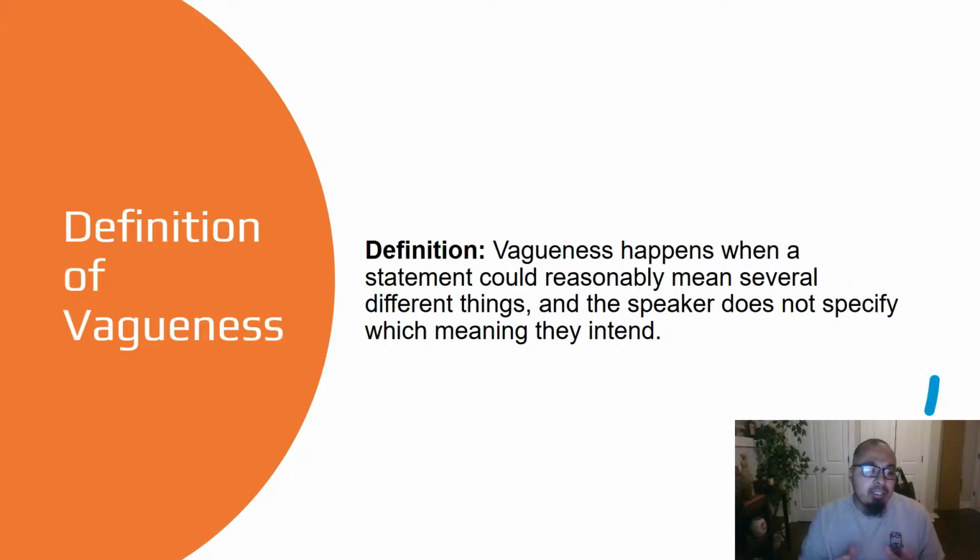So, what is the definition of vagueness? This is a common word that many of us know, but let's try to dissect what it means. A word or phrase is vague when it is imprecise or lacks specific clarifying details. In essence, vagueness happens when a statement could reasonably mean several different things, and the speaker does not specify which meaning they intend. Let me give you an example.